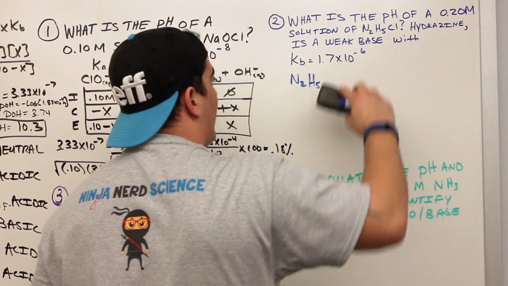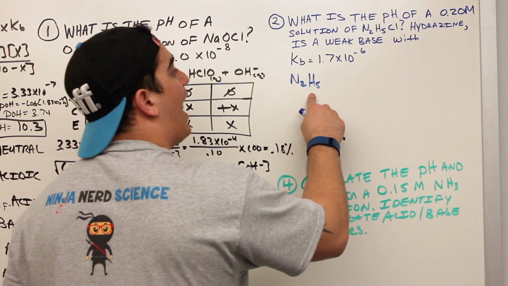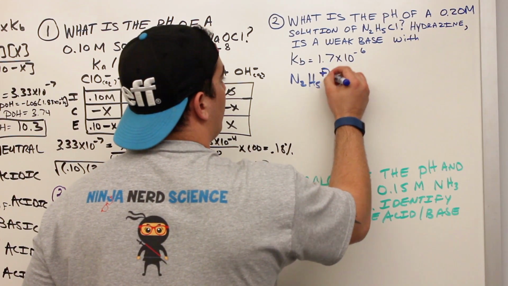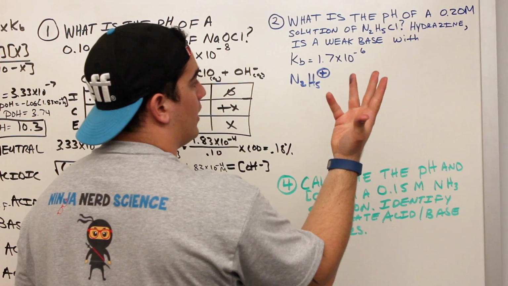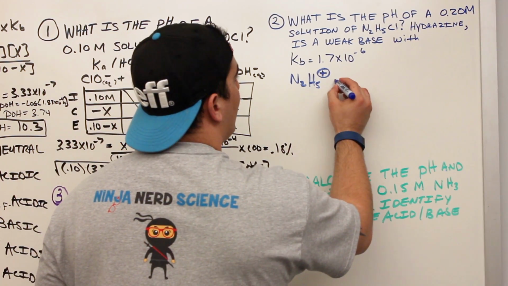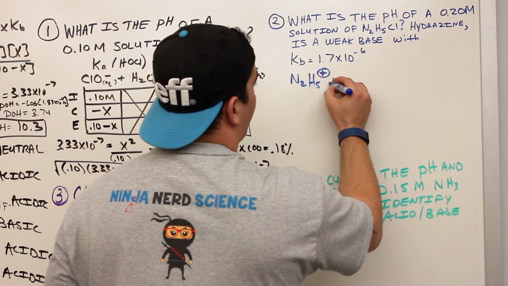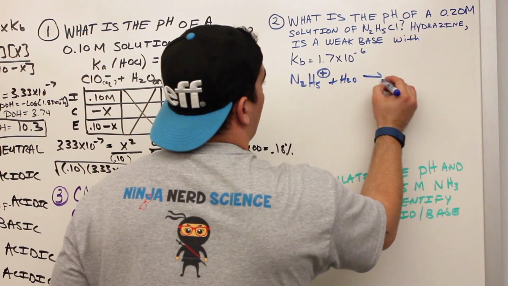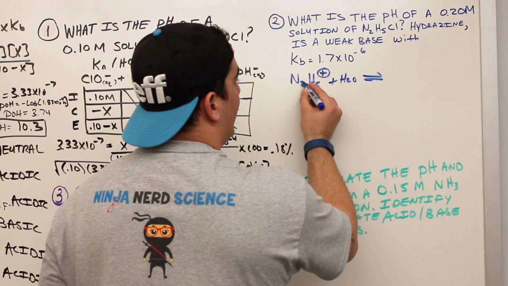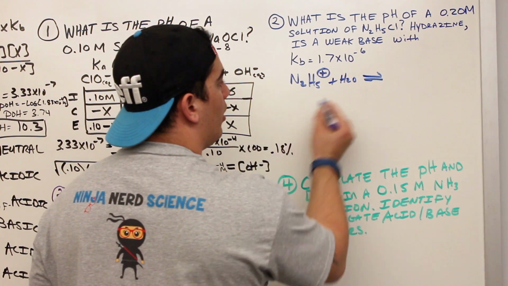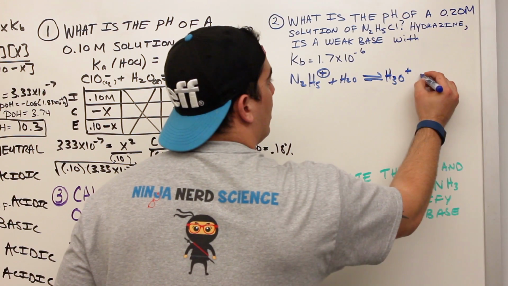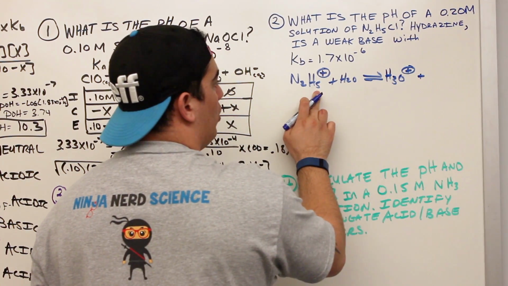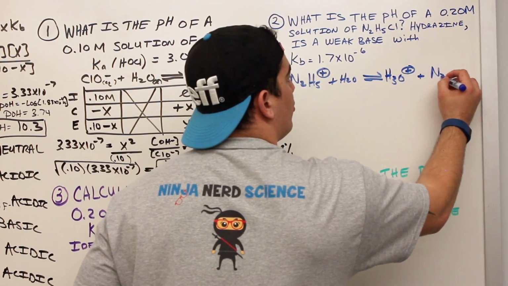If that chloride ion has a negative charge, what does this have to have? It has to have a plus charge. So N2H5 plus is acting as an acid. So what do acids do? Let's say we react this with water, and we get the equilibrium reaction here. It's going to give up a proton onto the H2O, so you'll get H3O plus, and what happens? It loses a hydrogen, giving N2H4.